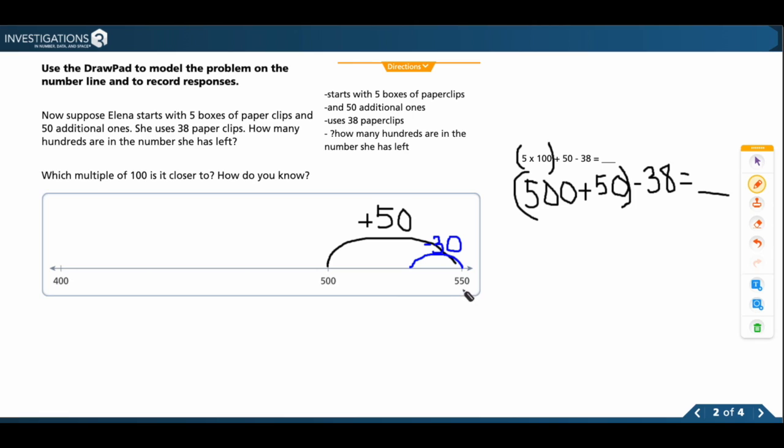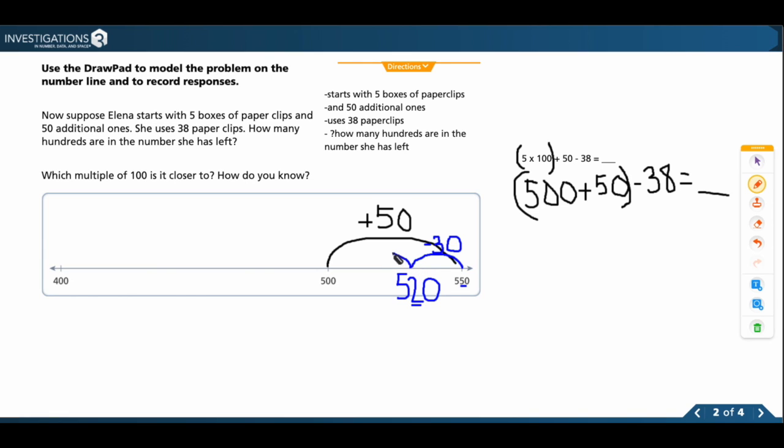And so 550 minus 30, minus 10 would be 540. Minus 20 would be 530. Minus 30 would be 520. And notice how only my tens place, if I look at it, it's 5 minus 3 equals 2. So 550 minus 30 would be 520 because we're focusing just on the tens place.